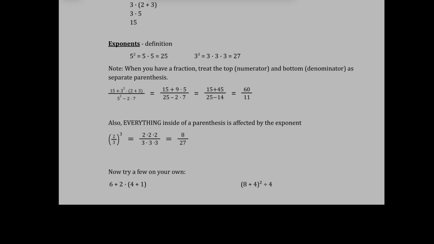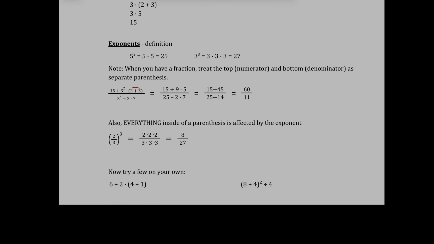So I'm looking over here. The first thing I see is the parentheses right here, 2 plus 3. And if you notice over here, then I also see the 3 squared. 15 plus 9 times 5. And here I have a 5 squared, so that exponent becomes 25 minus 2 times 7. Notice I didn't do any addition and subtraction yet, okay? All I did was the parenthesis, and I did the power.